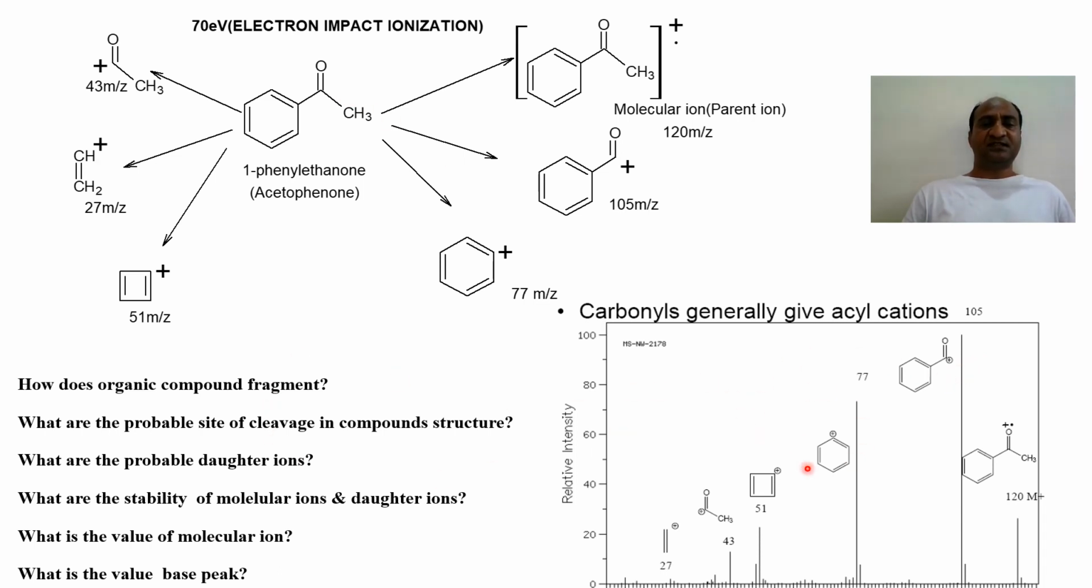Here you can see this is the mass spectra. All the peaks are straight lines, so that is also known as a line spectra. This is for the molecular ion. This is the 105 peak, and this is the 77 peak, 51 peak, 27 peak, and the 43 peak. To answer those questions, you should keep this in mind whenever you are interpreting any structure in mass.